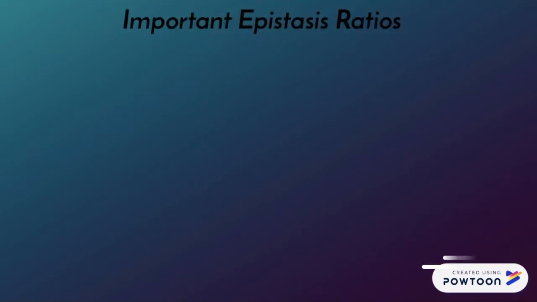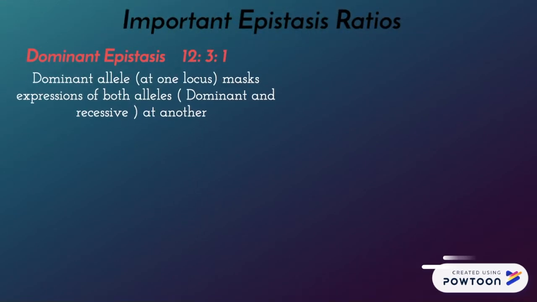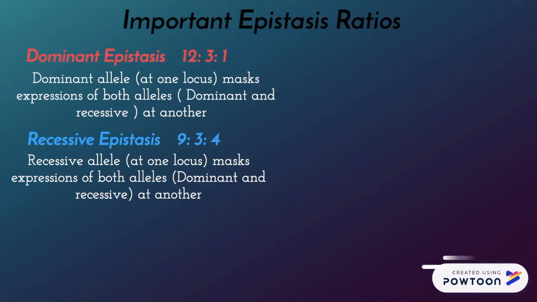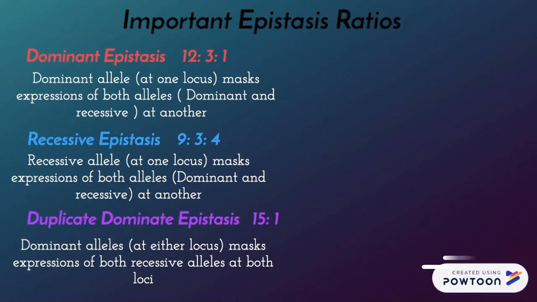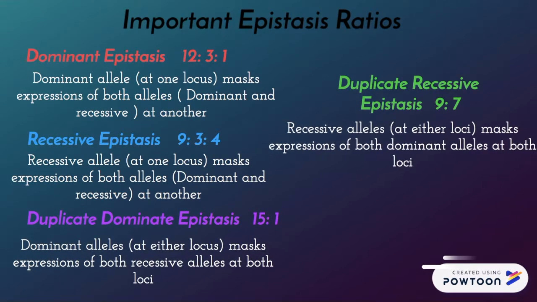Important epistasis ratios. Dominant epistasis has a ratio of 12 to 3 to 1. Recessive epistasis has a ratio of 9 to 3 to 4. A recessive allele at one locus masks the expression of both alleles, dominant and recessive, at another. Duplicate dominant epistasis has a ratio of 15 to 1. Dominant alleles at either locus mask the expression of both recessive alleles at both loci.